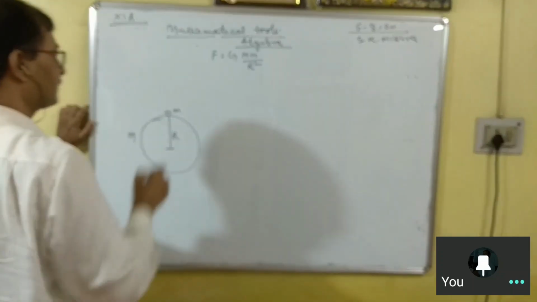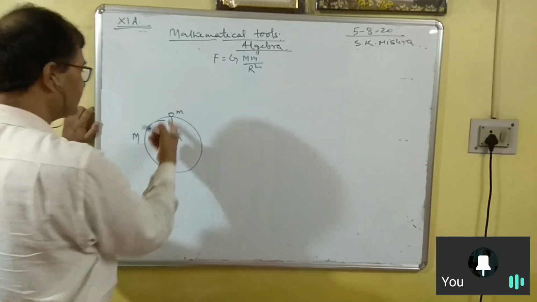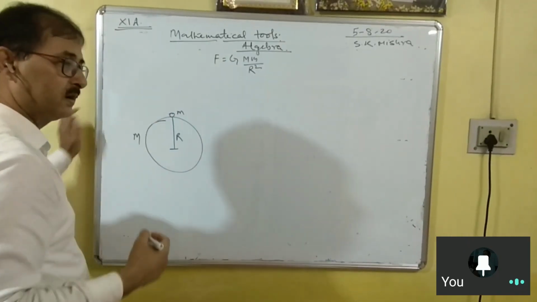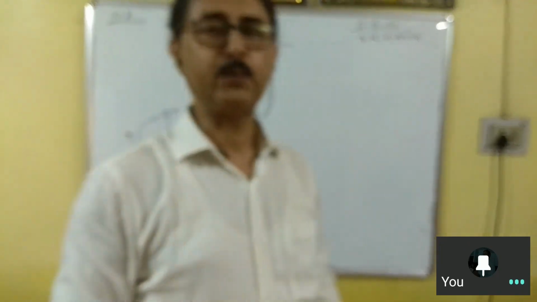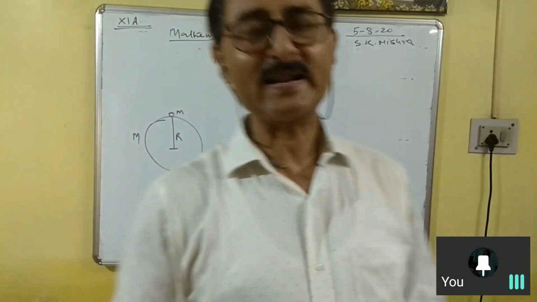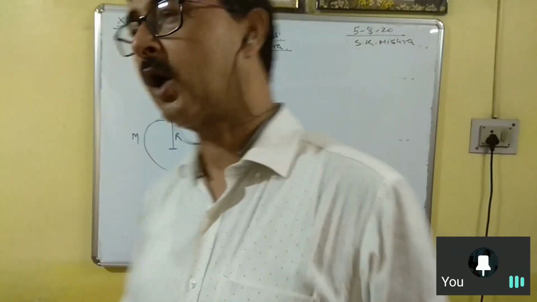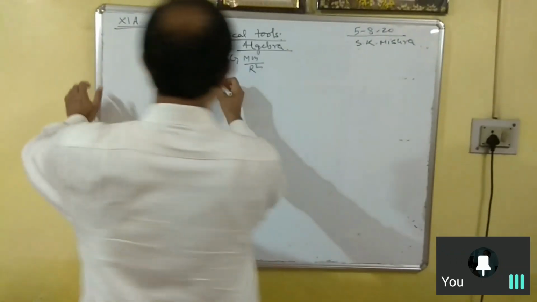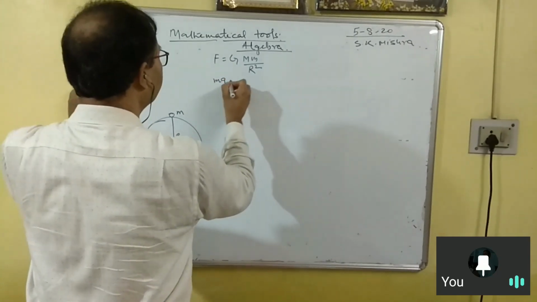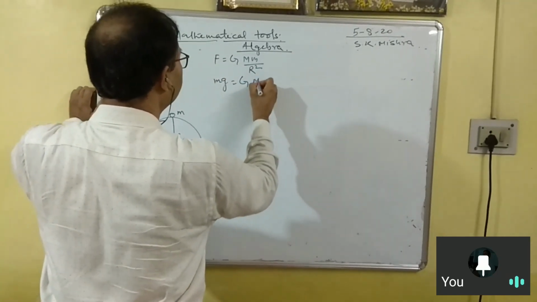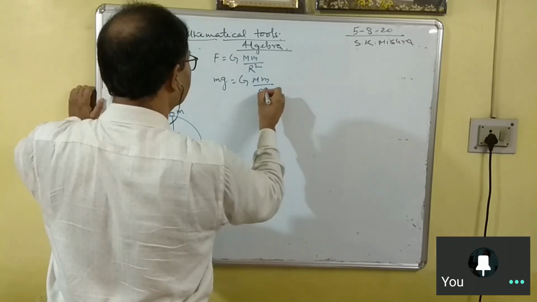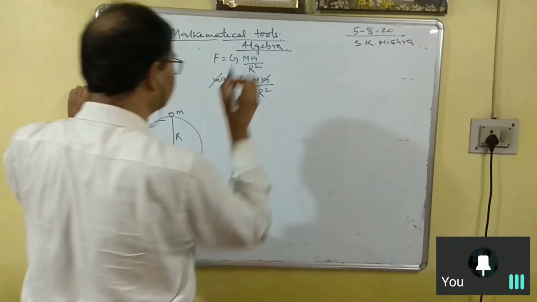Okay. And this F is nothing but mg, the weight of this body. Weight of a body is what? The force by which the earth attracts the body towards its center is called weight. And weight is equal to m into g. This is capital G m by r square. This you have already learnt in class 9 standard.